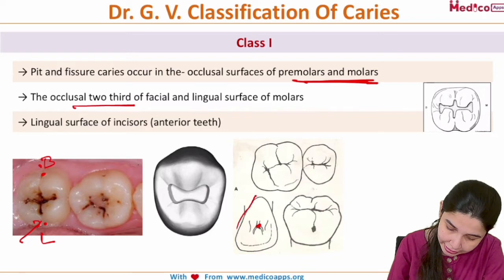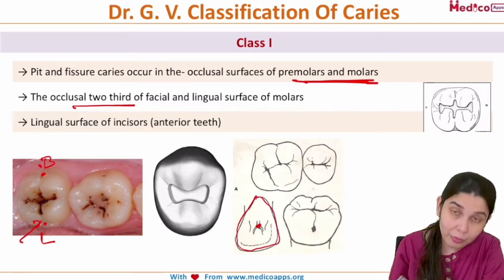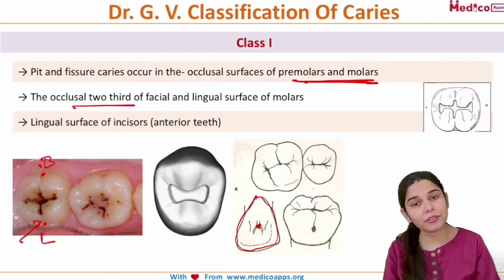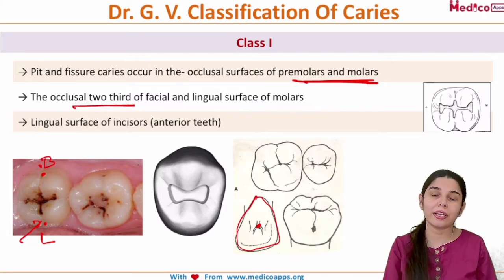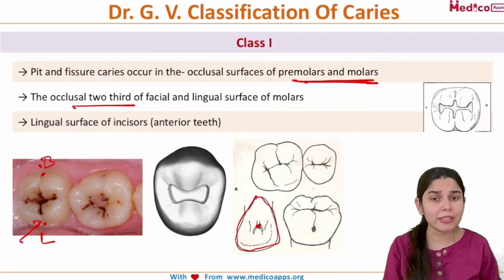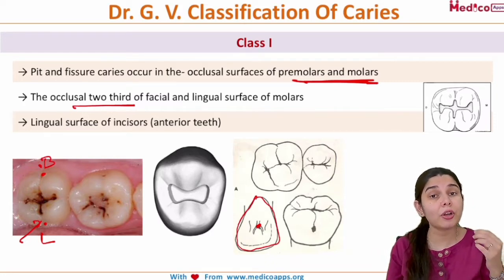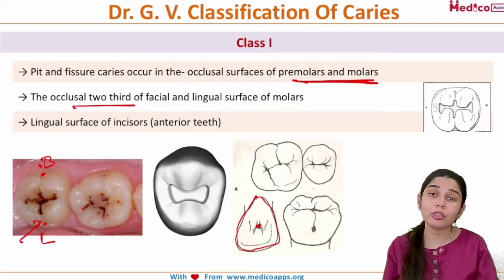So this is your anterior tooth, this is the lingual surface. So there is a cavity. If caries is present on the lingual surface of the incisors, the central and the lateral, or even including the canines, we will call it pit and fissure caries, because the pits are involved in those particular teeth.